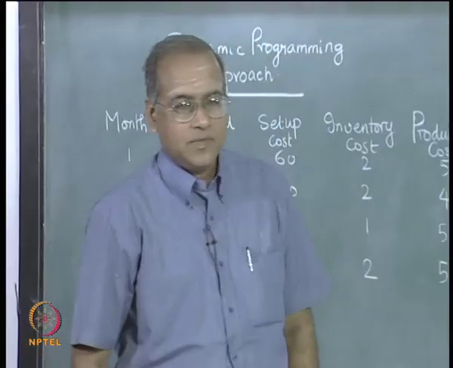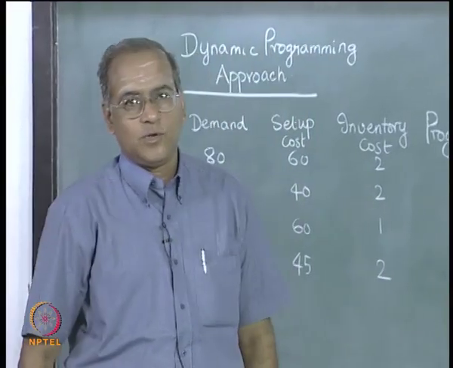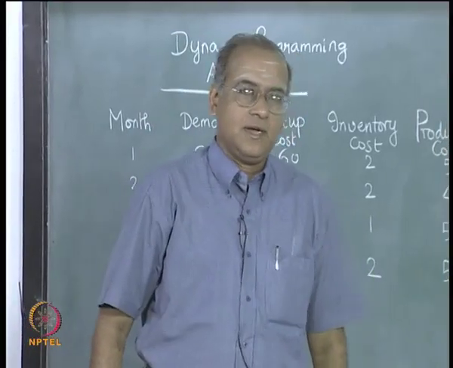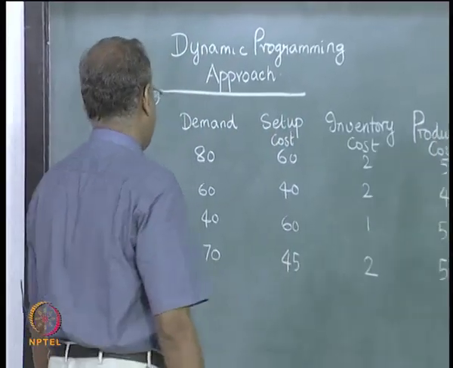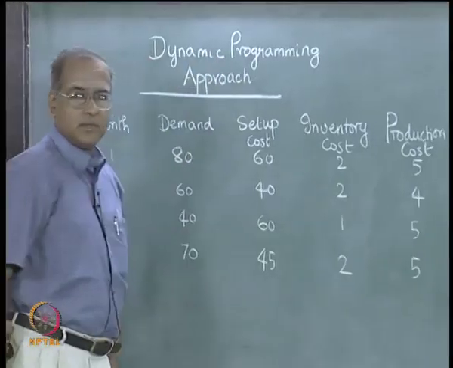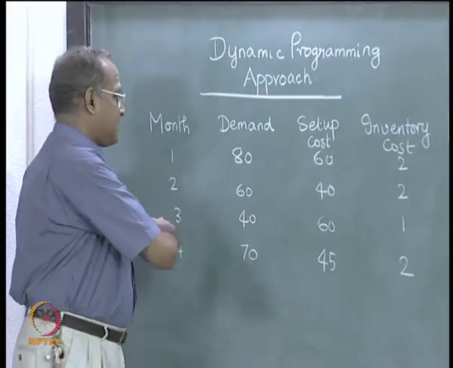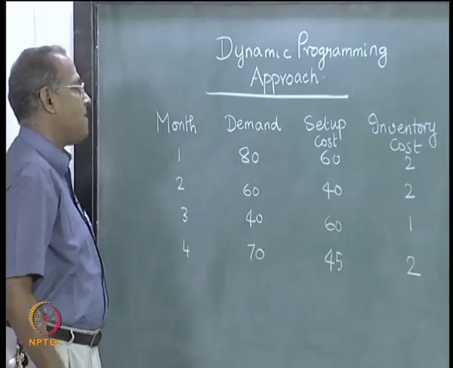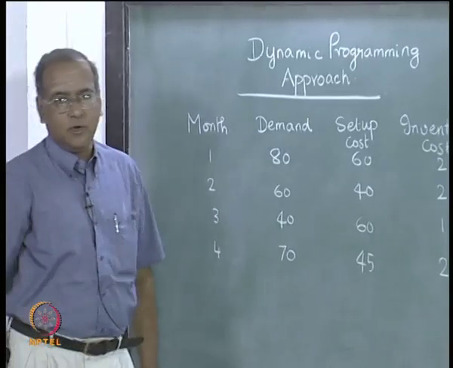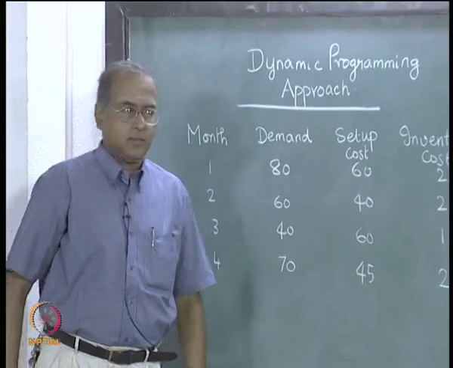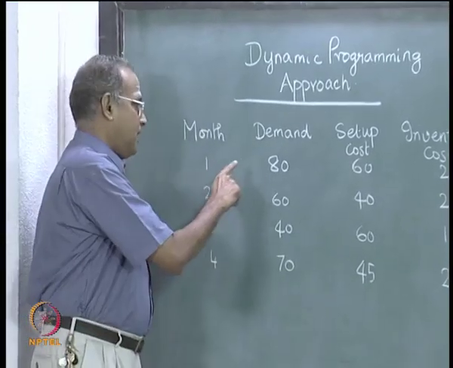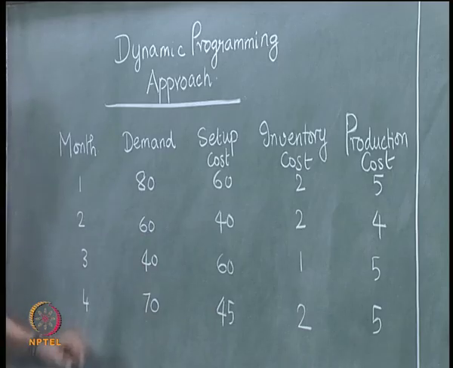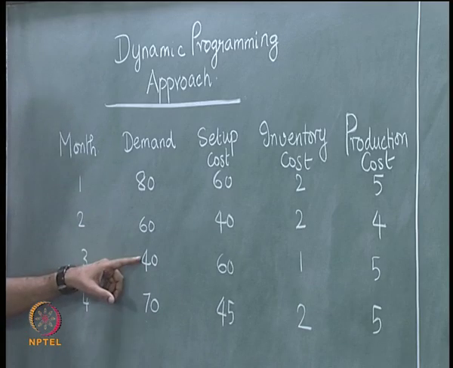Today's lecture we will see another approach to solve the production planning problem, and this approach is based on dynamic programming. Let us consider this problem that we have shown here. Again, let us assume that we make a single product and we have the demand for 4 periods or 4 months given as 80, 60, 40 and 70.